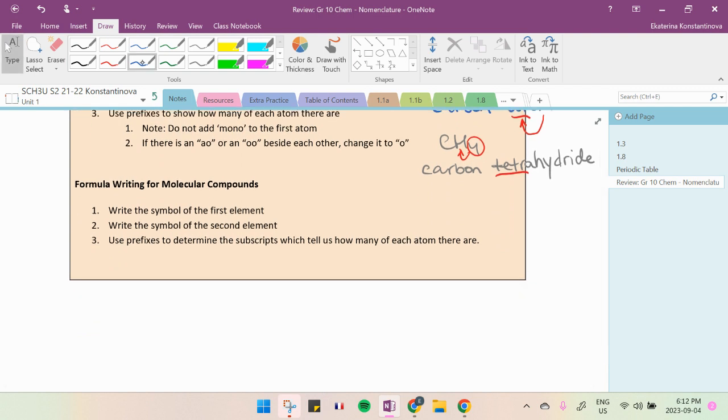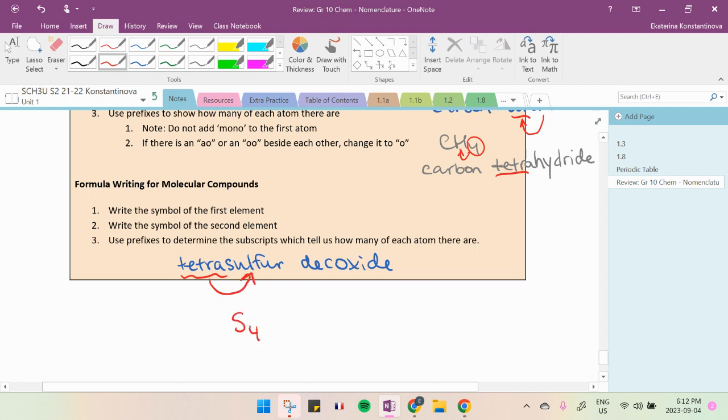Here, you're using prefixes. So, if I have something like tetrasulfur decoxide, again, I'm just making it up. How do I know how many to write? Well, tetra is telling me I have 4 sulfurs. Okay? Whereas deca, again, I had an A and O beside each other. I had to switch it to an O. Deca is 10. It's telling me that there are 10 oxygens. So this formula is S4O10. Okay? Again, no crisscrossing, no charges. You're just looking at your prefixes.